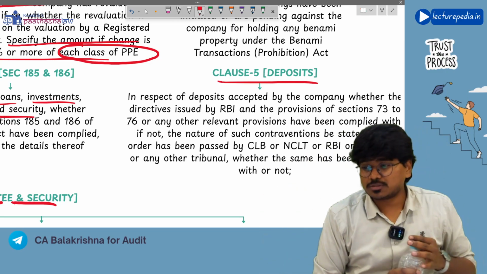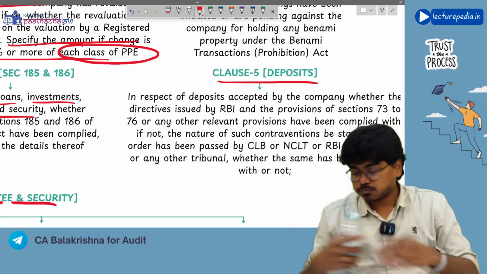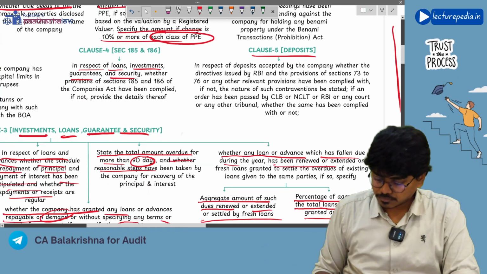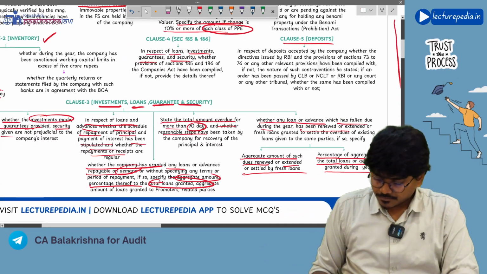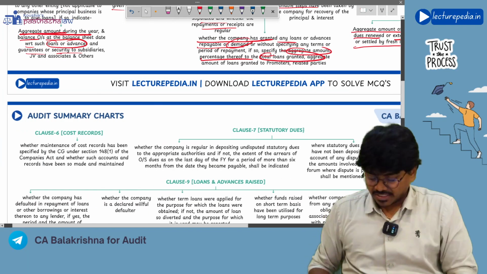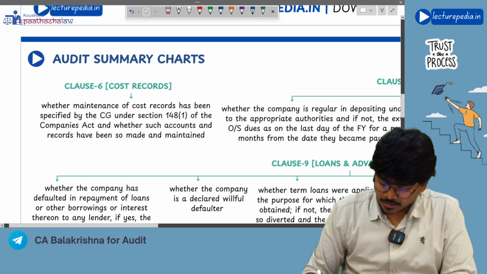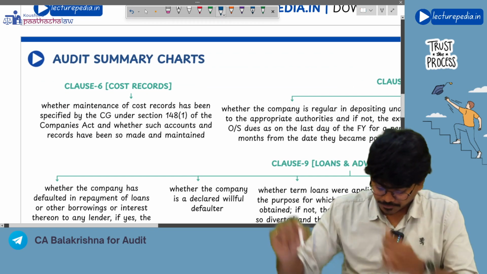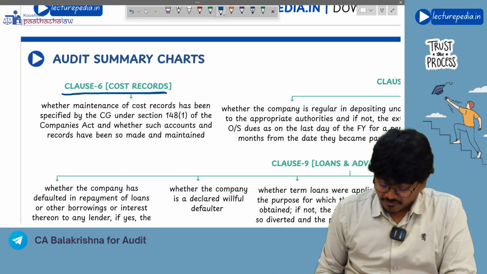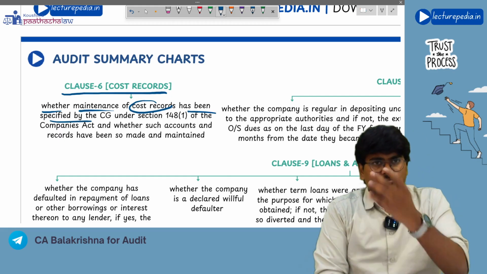Got it? Understood? Yes. So that was clause number 5. Now moving to clause number 6. So clause 6, cost records. Whether maintenance of cost records has been specified by the central government.